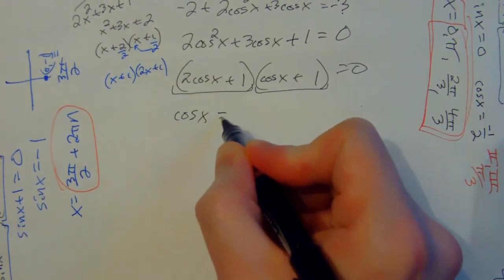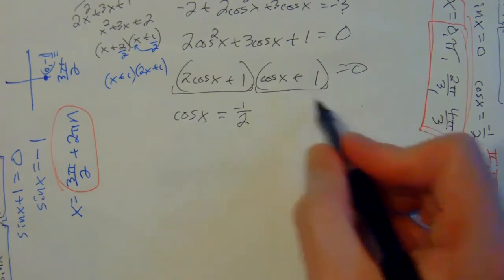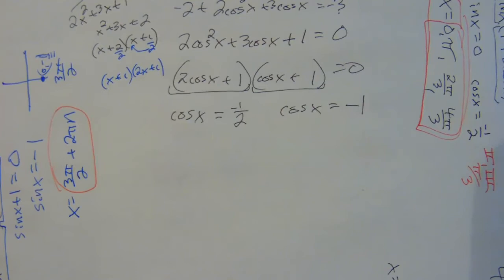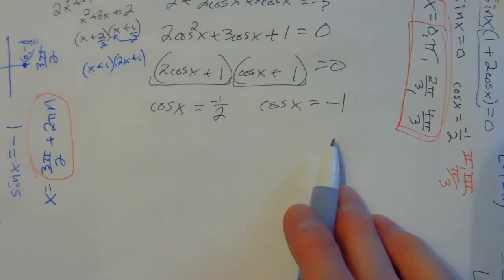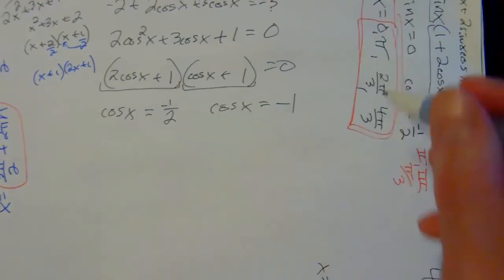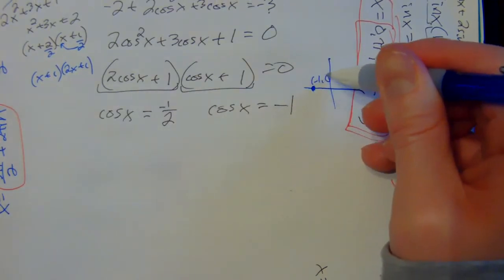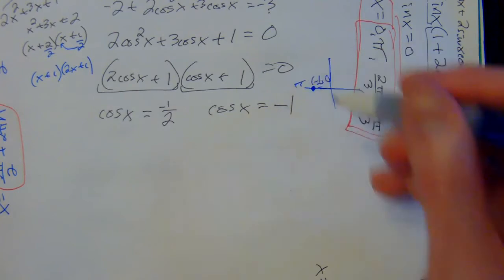Be careful with your signs. It's going to be a negative 1/2. And when you move the 1 over here, you get cosine is equal to a negative 1. And so this is just like the one we just got done doing with your quadrant angles. You're thinking on your unit circle, where is your x value equal to negative 1? That's right there. That's pi.